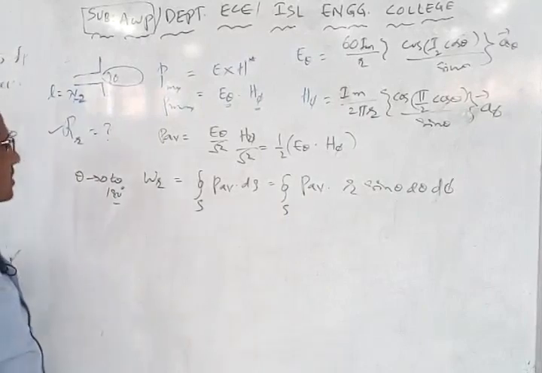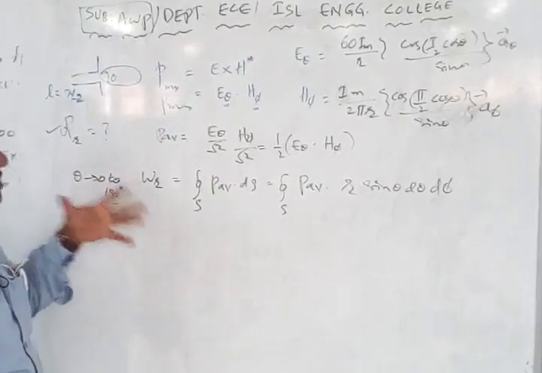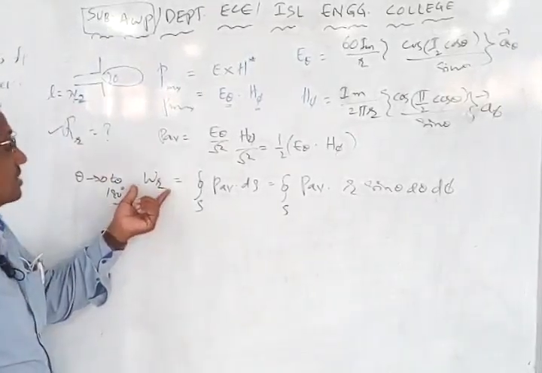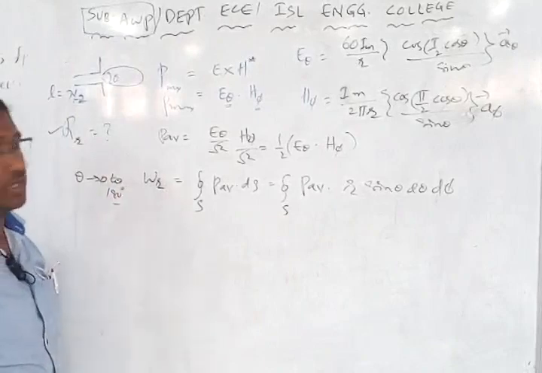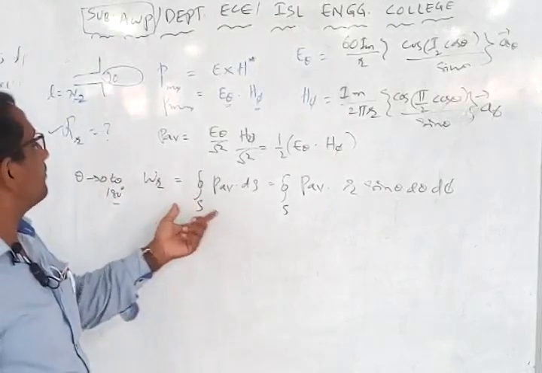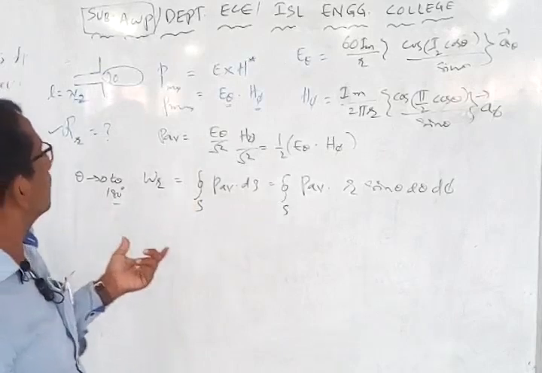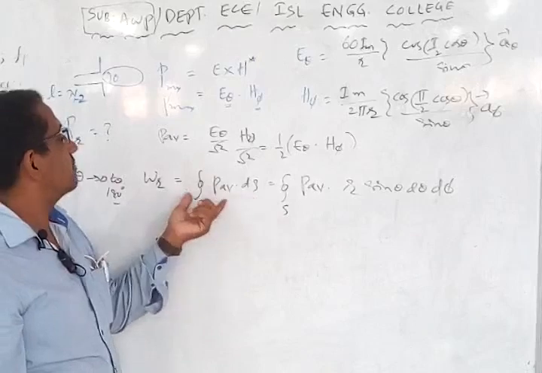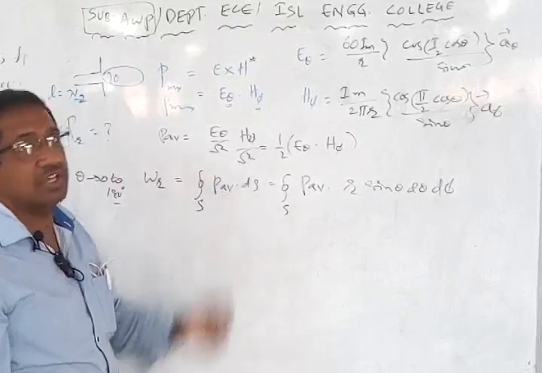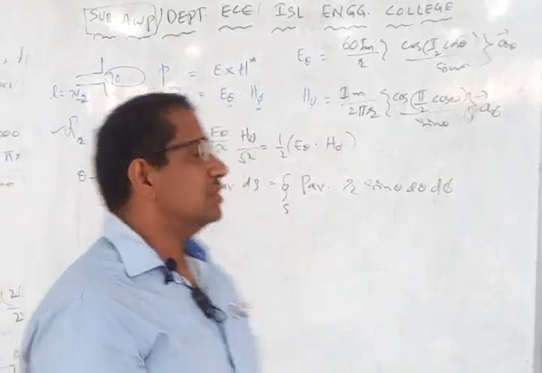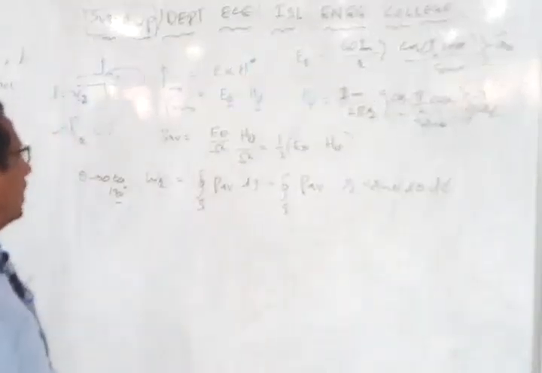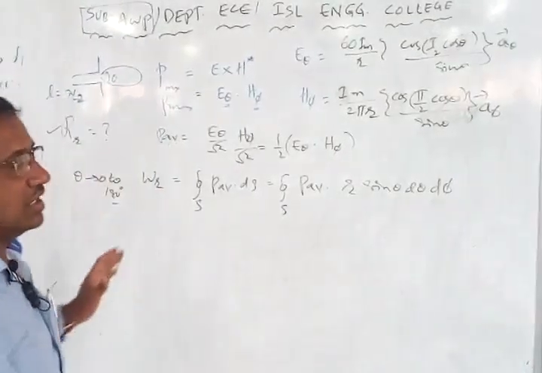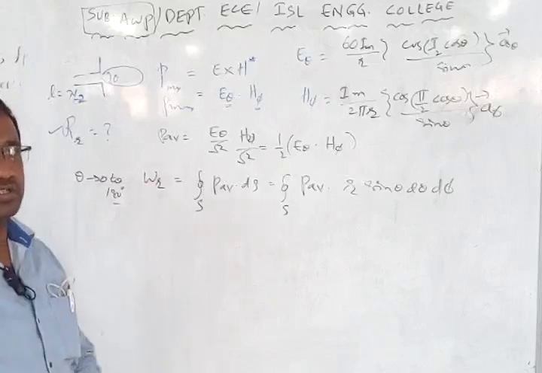To find out the radiation resistance of an antenna, we first go with the average power, and next we find the radiation resistance. The power radiated by a transmitting antenna is equal to the integration of the average power over an incremental surface area. Using this formula we find the radiation resistance of an antenna. First we solve this, then we equate this to the radiation resistance of an antenna.